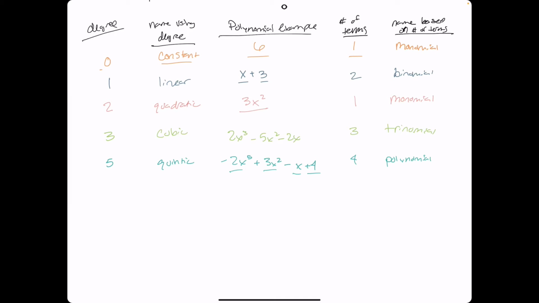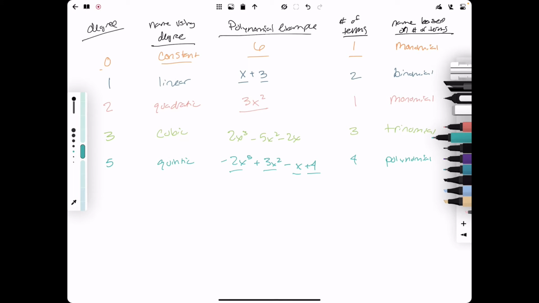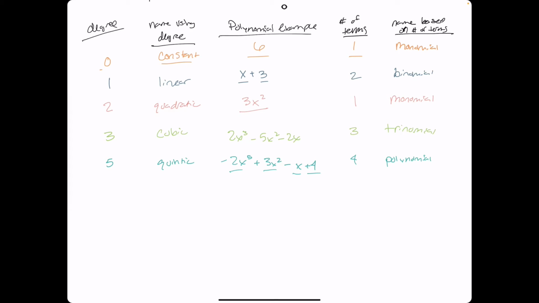Your book says polynomial of 4 terms. I've never heard that generally used. I've heard polynomial, never beyond that. Last one that I just want to make sure you know the name. If it's a 4th degree, we call it a quartic. So something like x to the 4th plus 3x to the 3rd. And that would be 2 terms, binomial.